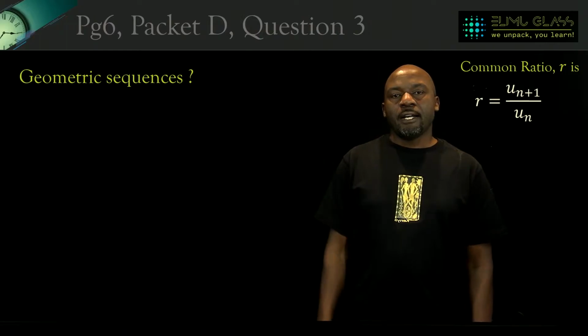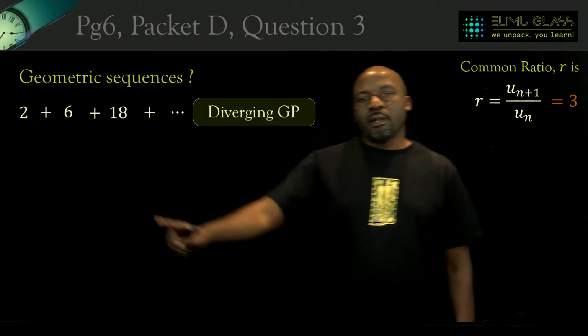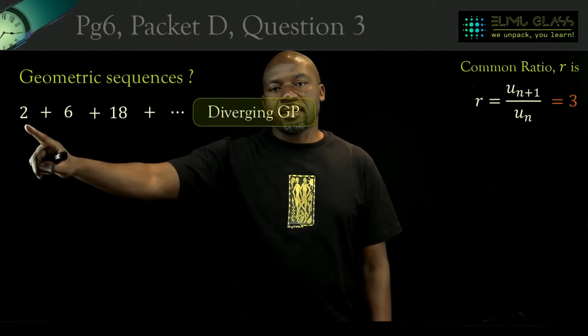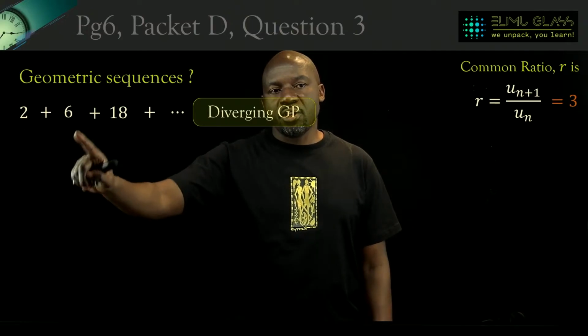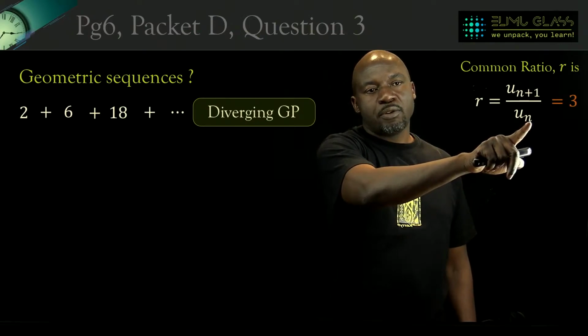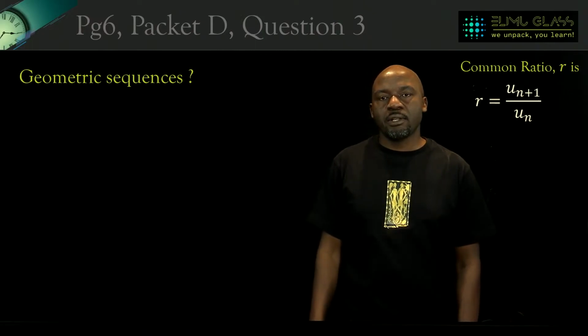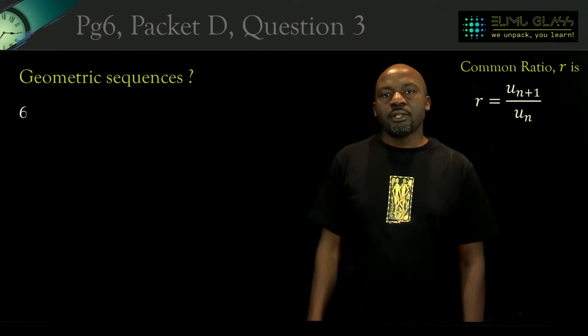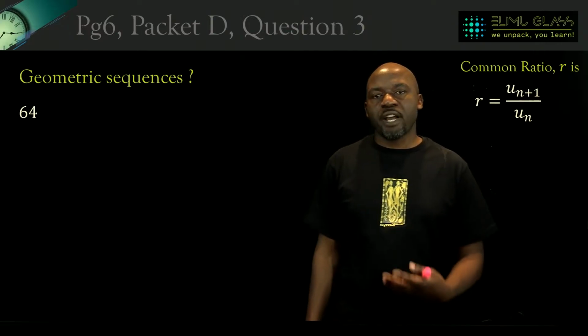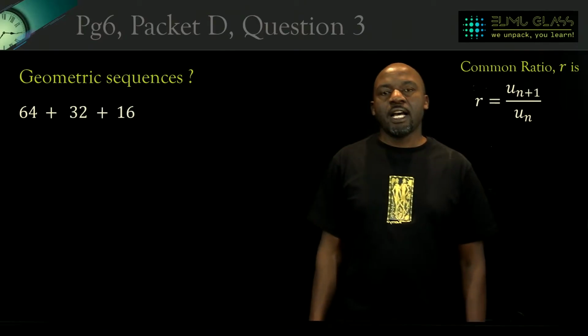Right. Here is another one. I start with 64. By the way, the 2 there is called the first term and is usually represented by u1. So in place of un, the n is 1 to indicate that it is the first term. All right, so let's go to the next sequence of numbers. So I start with 64, which is my first term. The next term there is going to be 32, followed by 16, and so on.